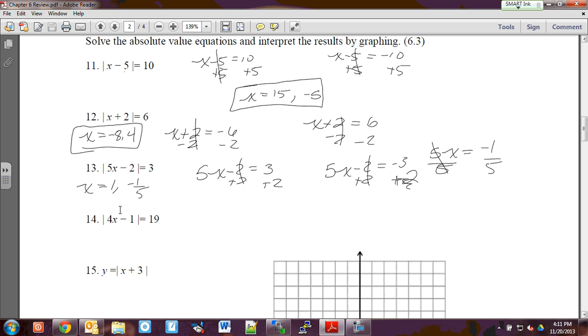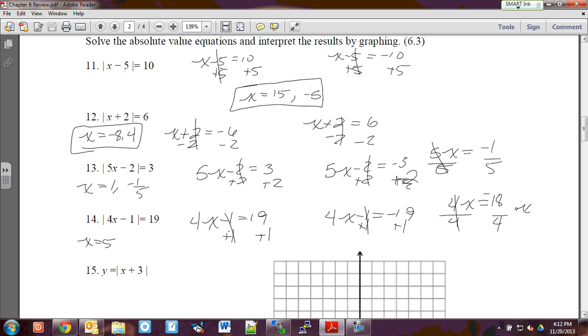Okay, same thing here. 4x minus 1 equals 19. 4x minus 1 equals negative 19. Plus 1, plus 1. And then divide both sides by 4, so x equals 5, because 20 divided by 4 is 5. Plus 1, plus 1. 4x equals negative 18. Divide by 4, divide by 4. So x equals, let's see, take a 2 out, negative 9/2.